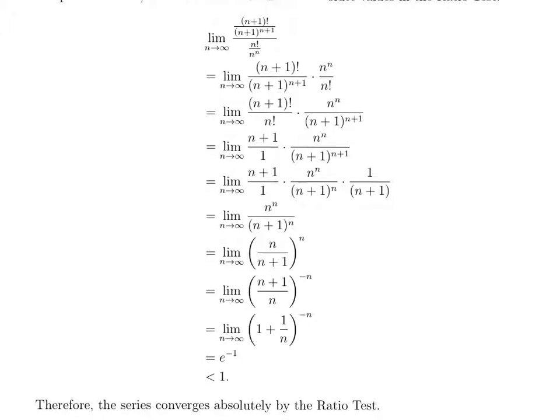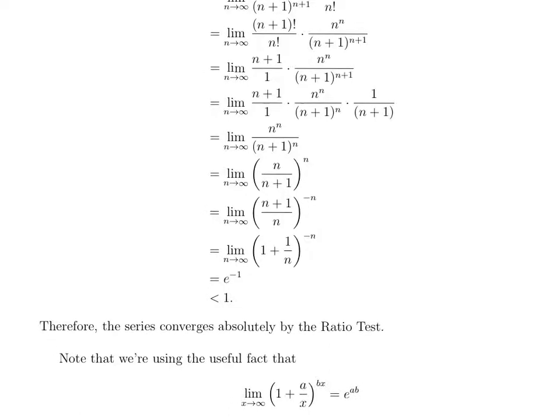Now let's talk a little bit about this limit. How do we know that that comes out to e to the negative 1? What I'm using is this useful fact, that if you have a limit as x goes to infinity of 1 plus a over x raised to the bx power, that's always equal to e to the ab. So in this expression here, I'm using a equals 1, b equals negative 1, and so that's how we end up with e to the negative 1.